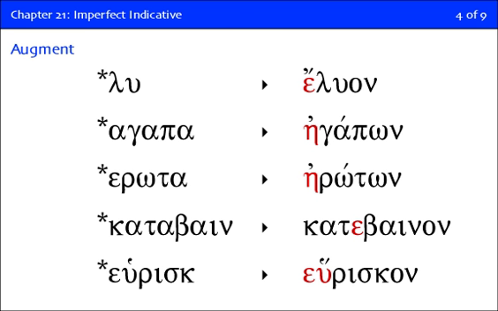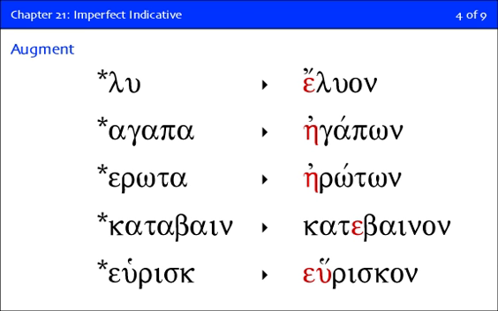What about the root erota? The present tense stem begins with a vowel, so the augment is lengthening the vowel. Epsilon is lengthened to eta, and you get erotone. Okay, what about a compound word? What about a word like katabino?